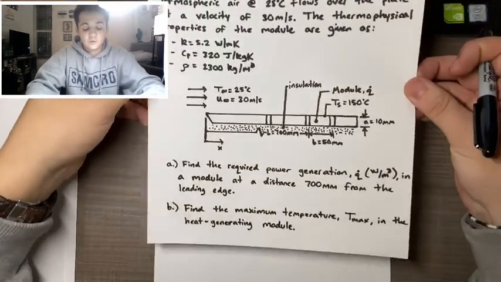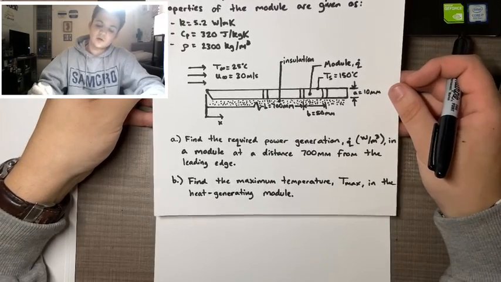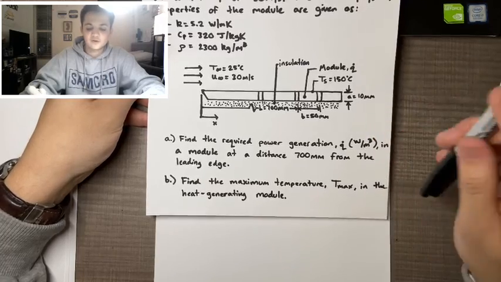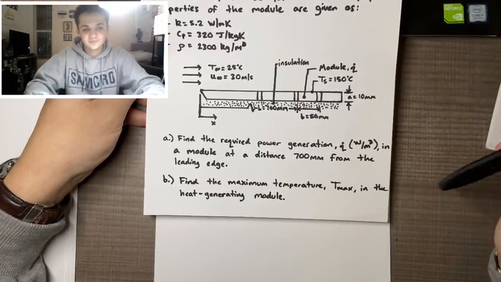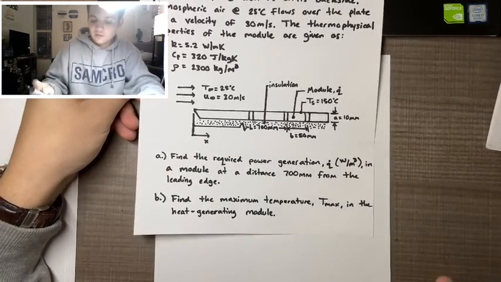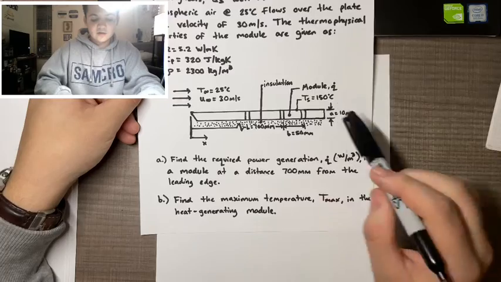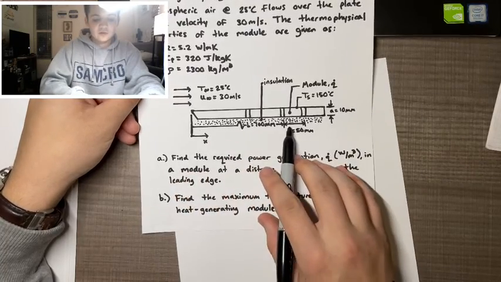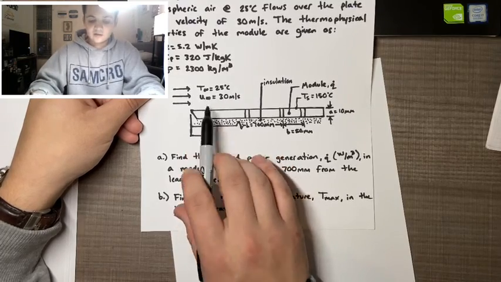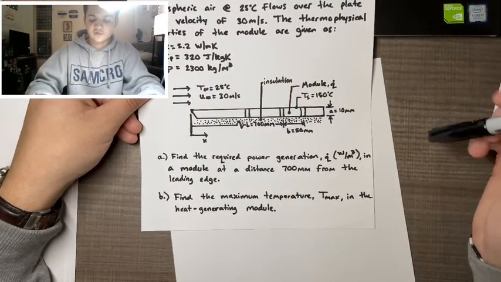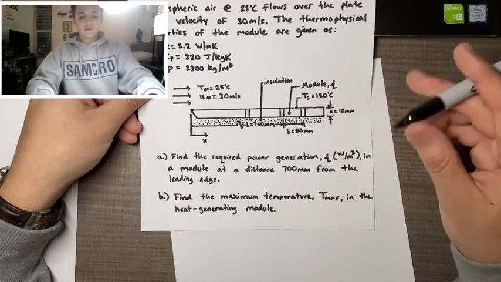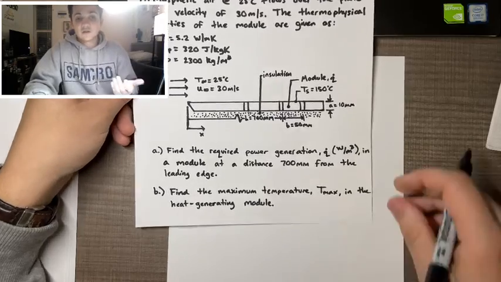So we have a diagram below. Part A asks us to find the required power generation, q dot, in the units watts per meter cubed. We'll have to be careful of that later. In a module that is at a distance 700 millimeters from the leading edge. And then, again, we have our diagram. You can see our module is this guy right here, 700 millimeters in. We've got air at 25 degrees Celsius flowing at 30 meters per second over the outside of this plate. Then below is insulation, surface temperature 150 degrees Celsius, and then our dimensions.